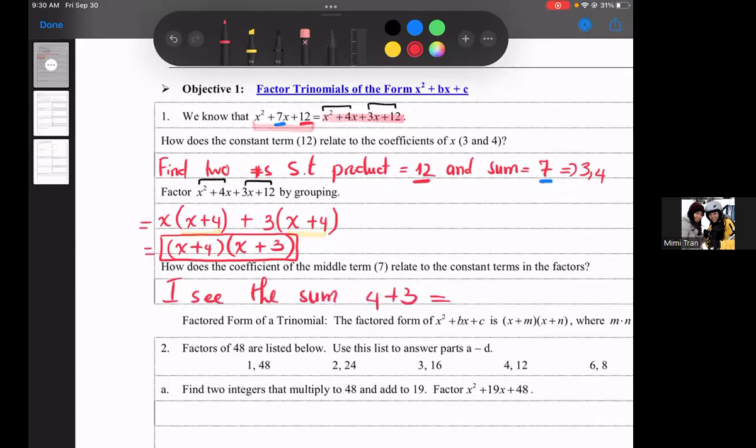This is like a baby step. You're not supposed to show me every single thing on the exam. Later, I'm going to show you two ways of factoring this: the AC method and guess and check.